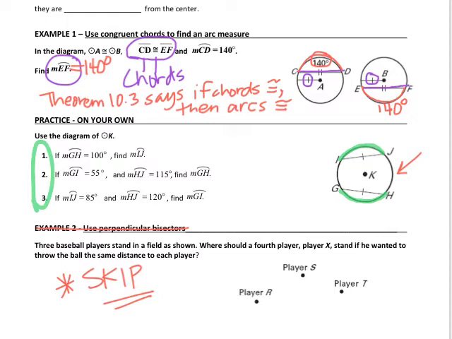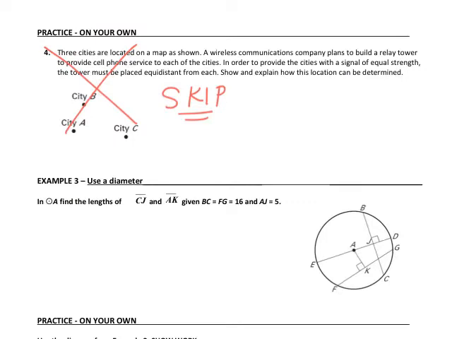The last thing on this page to do is just to cross out example 2. I don't need you to do example 2. We're going to skip that one. So turn your paper over, please. And since we skipped example 2 on the front side, we're also going to skip this practice problem on the back. Let's just move on to example 3, where we're going to use a diameter.